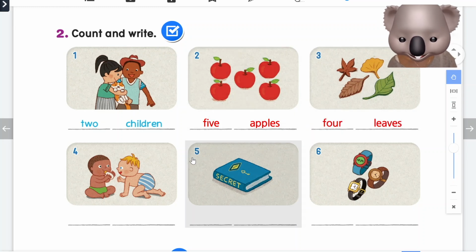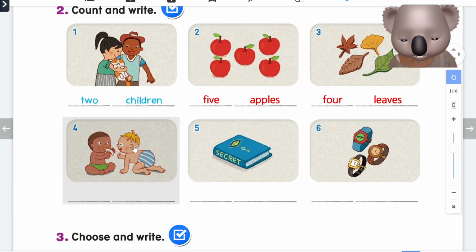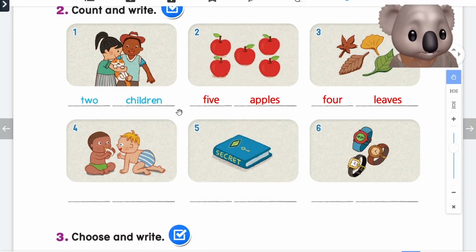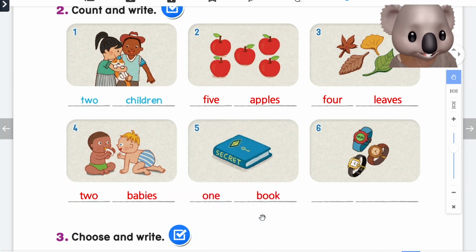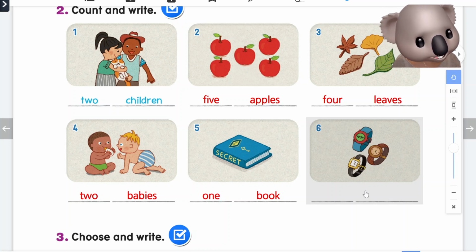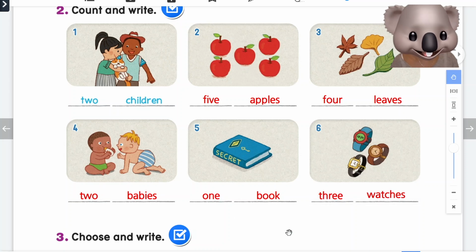Good job. Number 4. We see 1, 2 babies. Baby ends in a consonant and Y, so Y changes to I-E-S. 2 babies. Number 5. Ooh, this is 1 book. We don't need to change it. 1 book. Number 6. 1, 2, 3 watches. When a word ends in CH, we need to add ES. 3 watches. Great job.